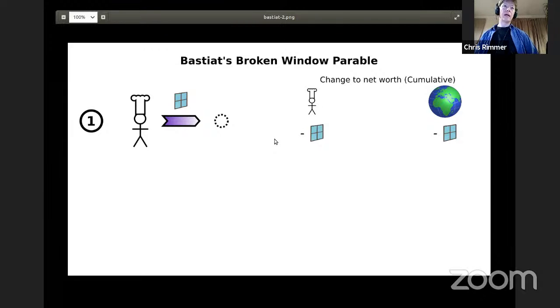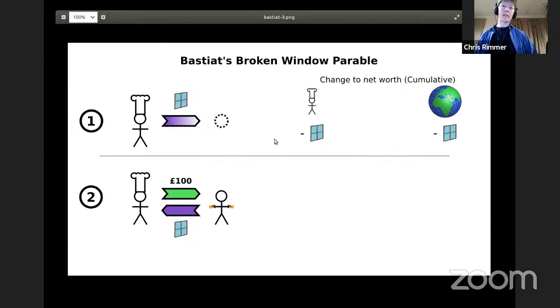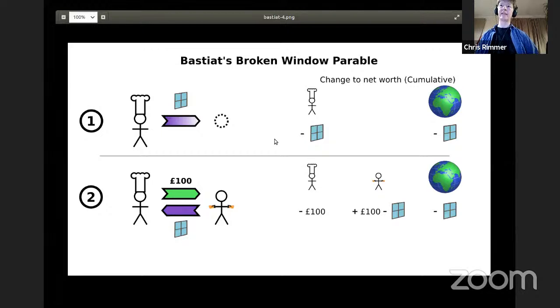Okay, now let's look at the baker then buying a new window. So he gives £100 from the baker to the glazier, and the glazier gives him a new window. So what's happened now? Well, if we look at the cumulative change, the baker's net worth is now minus £100, and the glazier's net worth has gone up by £100. But what people seem to forget is it's also gone down by one window. And if we look at the whole world again, it's still gone down by one window. Nothing has changed that. The whole world is still worse off as a result.